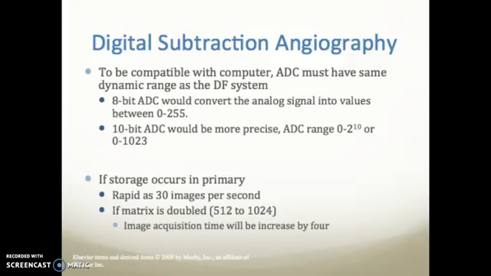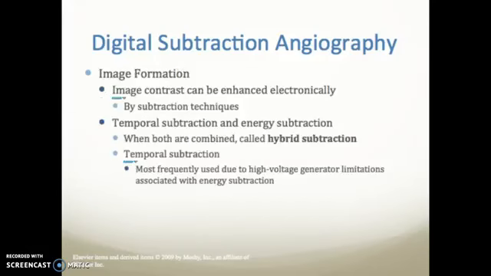If stored in primary memory, it can be as rapid as 30 images per second. If the matrix is doubled, it'll be 4 times as long for the acquisition.